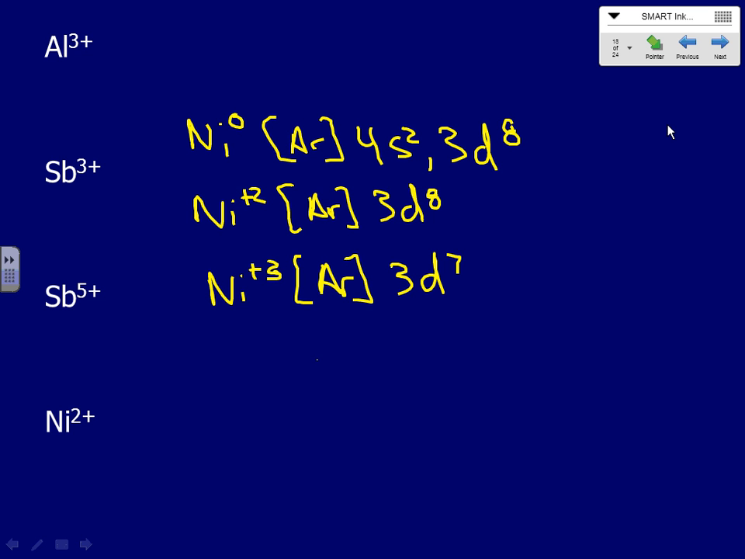You might say, why can't we have then a plus 4 and just have a 3d6? There's just something not inherently stable about that. It just doesn't exist. But that would be the electron configuration for the plus 3. Okay? You can have partially filled fs as well, but you wouldn't have stable ions with partially filled p orbitals.